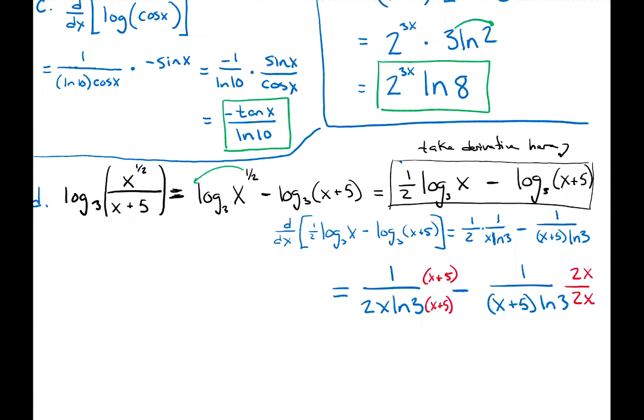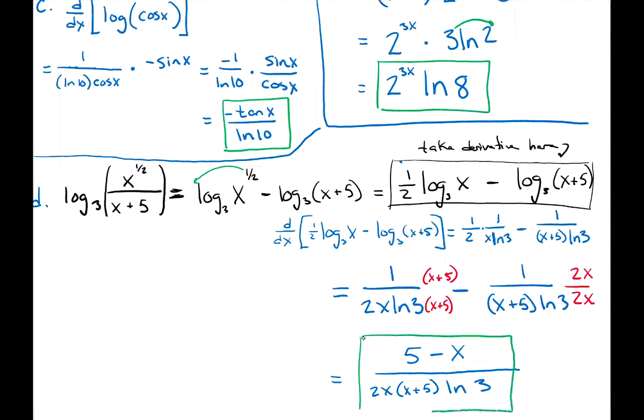Okay, so when we put this together, we have a common denominator of 2x times x plus 5 times the natural log of 3. And on top, we have an x plus 5 minus a 2x. So we have a positive x and a minus 2x. That gives us a negative x. So we should have 5 minus x on top. We have a positive 5 and a negative x. I think that is about as compact and as neat as we can make this one.